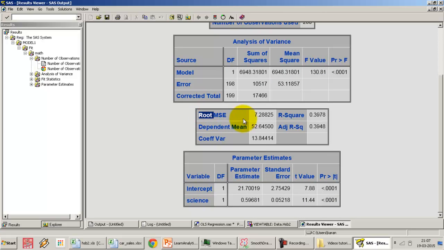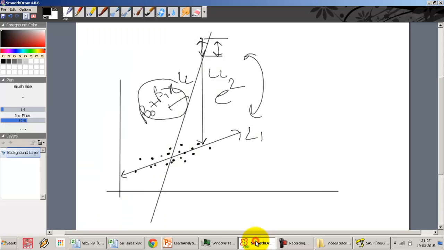So here we have the root mean square error, the dependent mean, coefficient of variation, R square, and adjusted R square. So let's have a look at each one of them in turn. So what does the root MSE actually imply? The root MSE stands for root mean square error term. So as we know, in regression, we are looking at the mean squared error term.